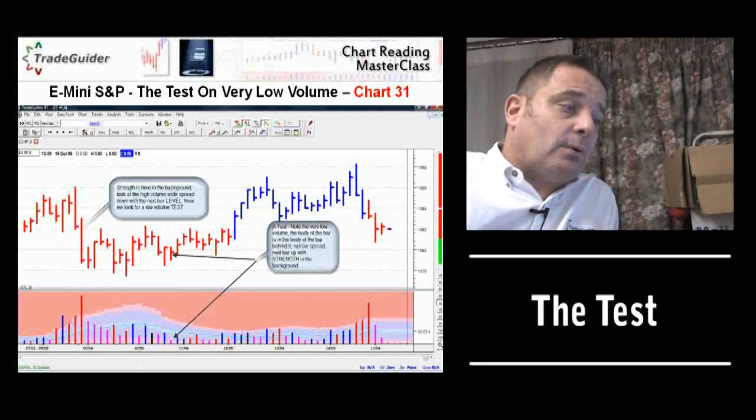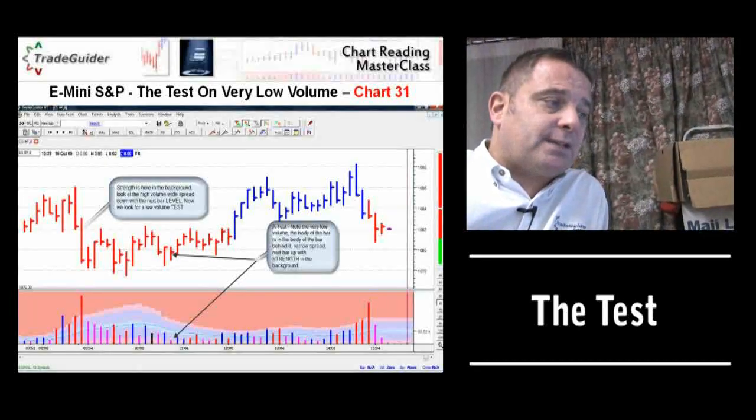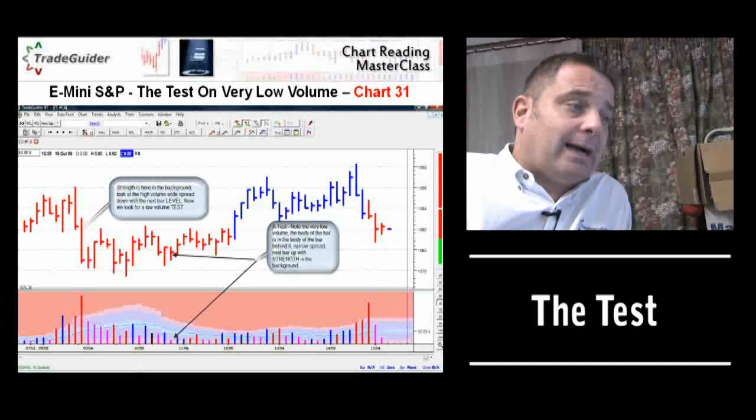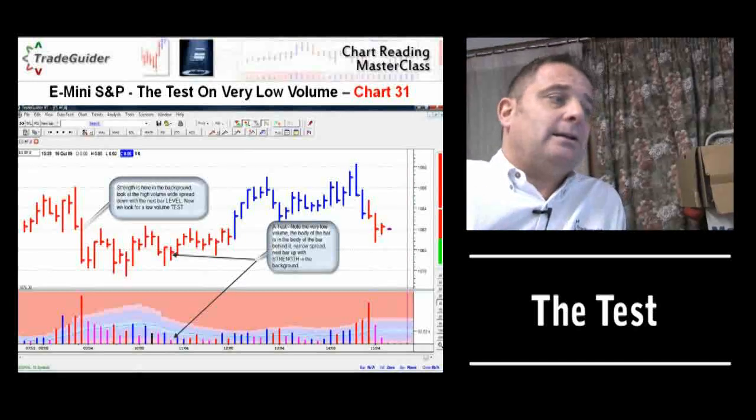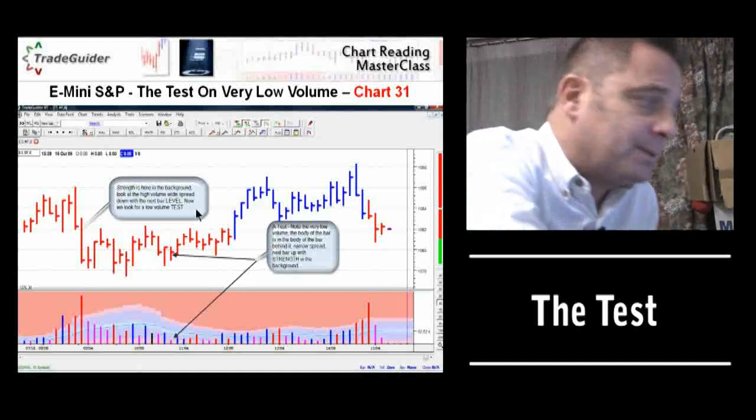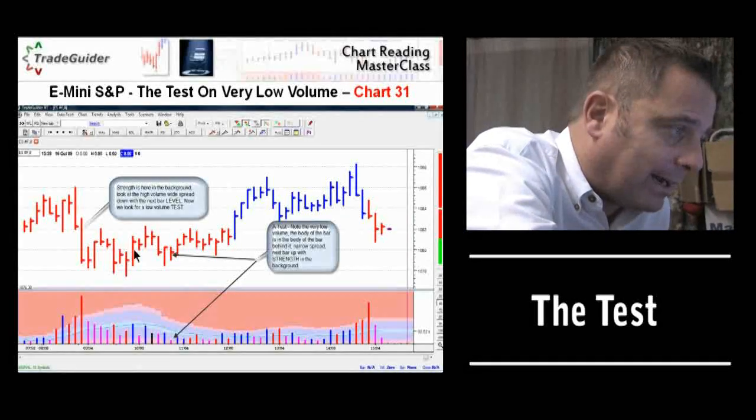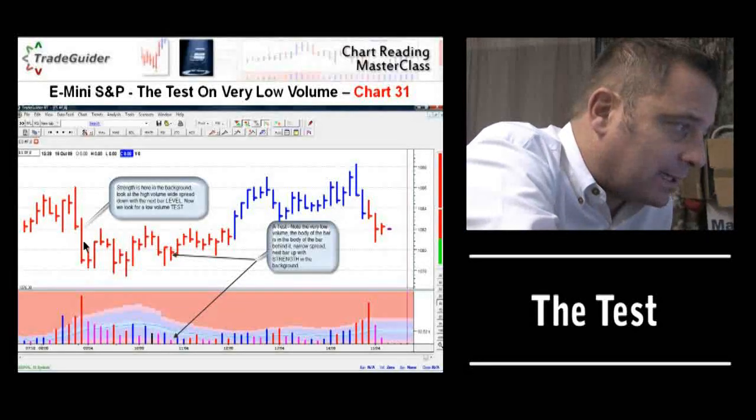But this is a good example. Now this is probably one of the best ones I've seen on the E-mini, and you get these every day. But at the time you're trading them, you're in a whipsawing market here. Whipsawing around, and what brought this to life was this bar here.